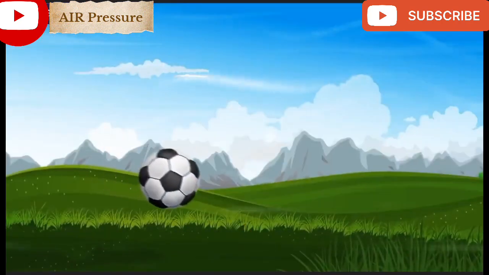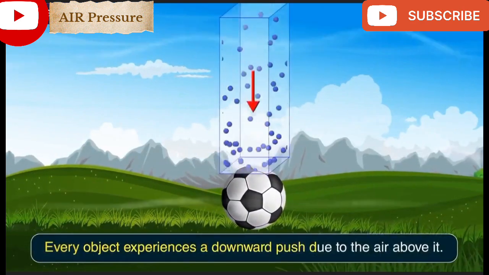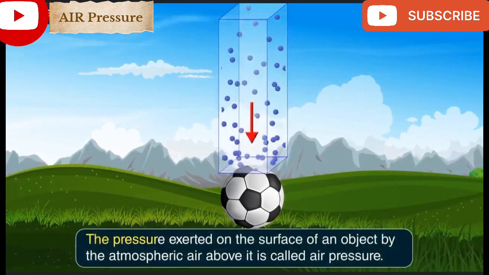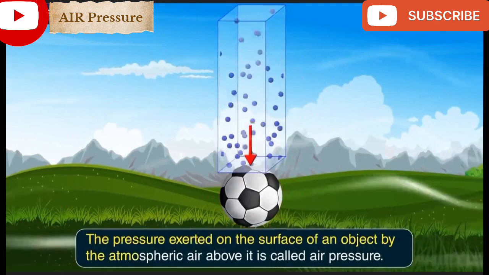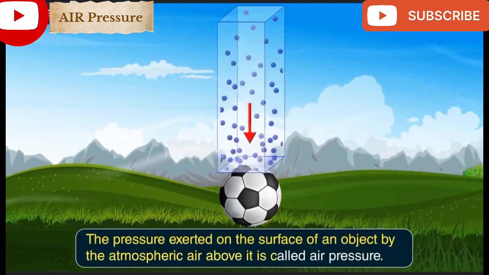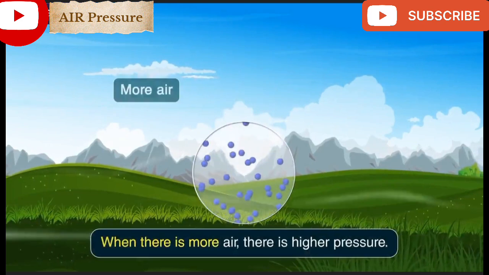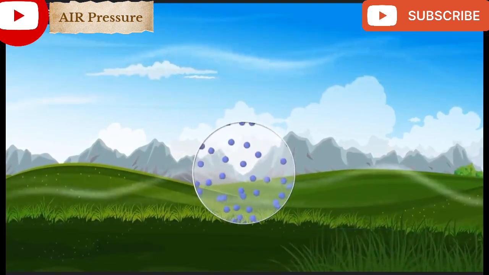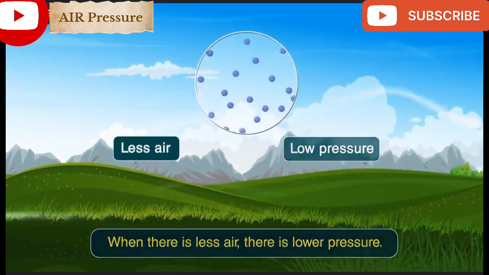It is because of this that every object experiences a downward push due to the air above it. Such pressure exerted on the surface of an object by the atmospheric air above it is called air pressure. When there is more air, there is higher pressure. Similarly, when there is less air, there is lower pressure.